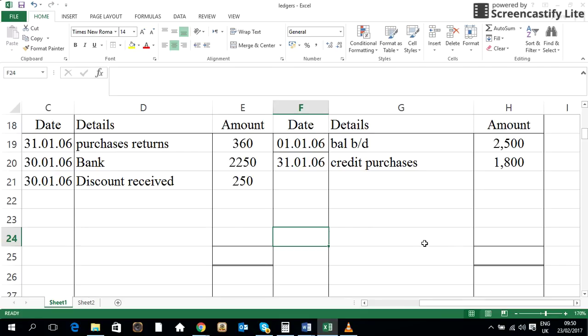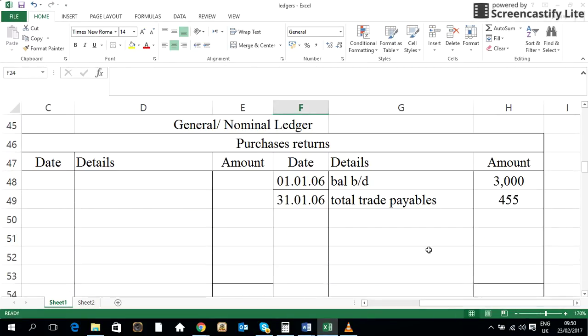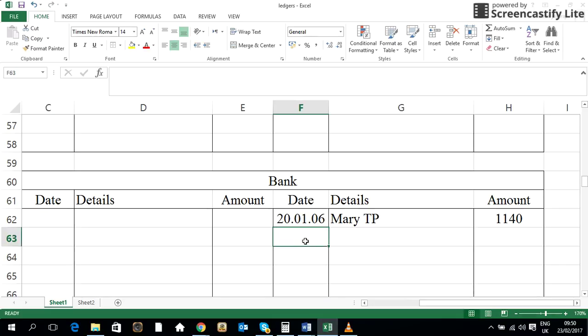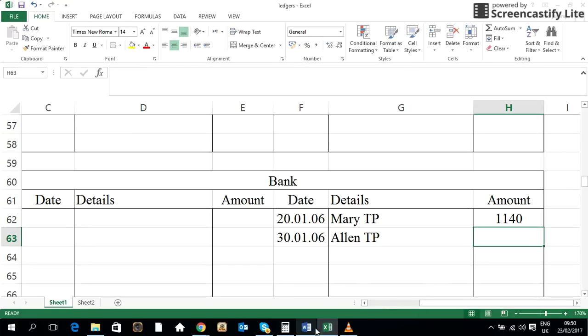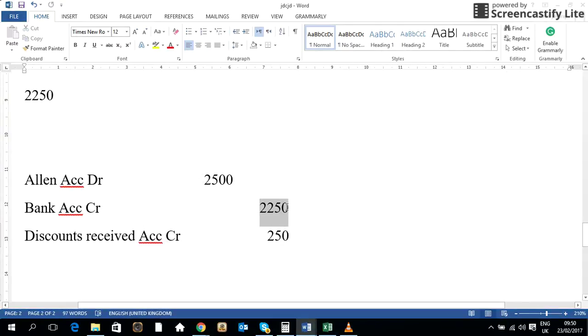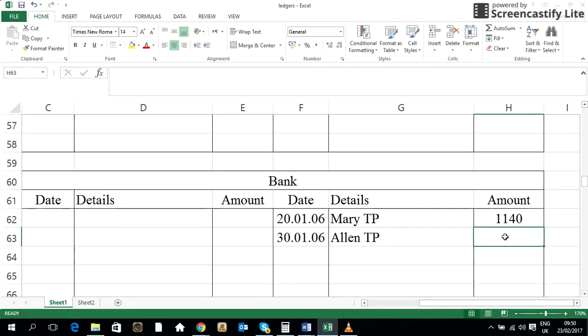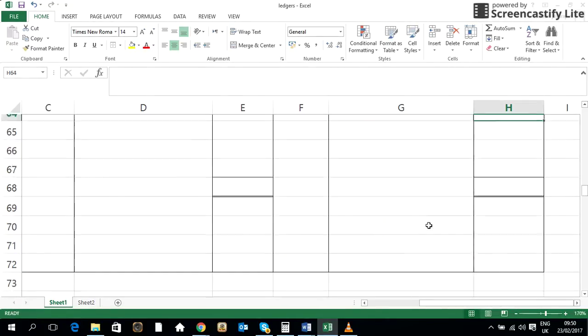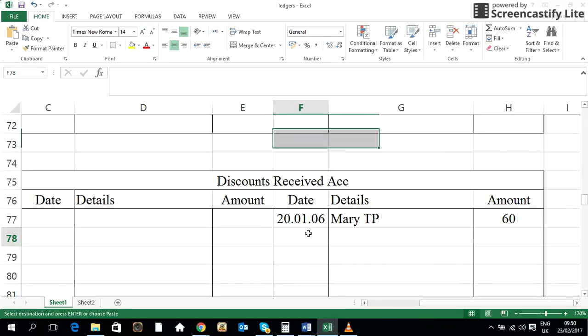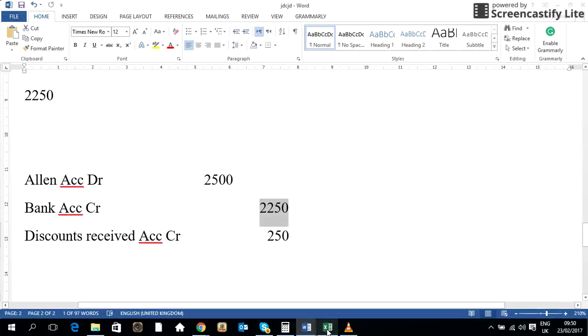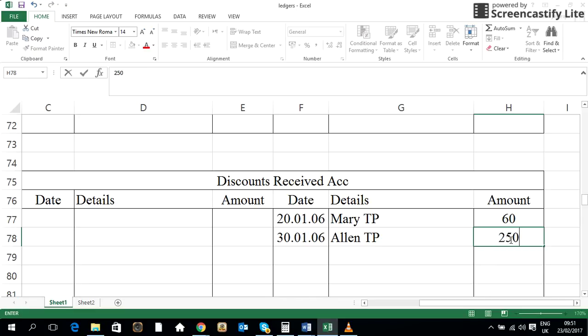Now the same as the previous transaction, you move to the general ledger, bank account, date would be 30th 1/06 and you would write here Alan TP and the amount paid by check would be 2250. So you credit it by 2250. And then in the discounts, the date and the information will remain the same. And you would credit the discount by 250.